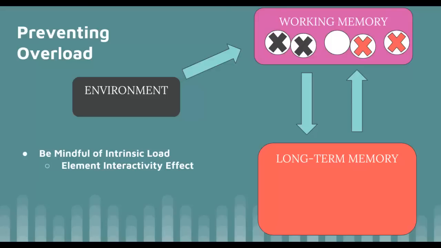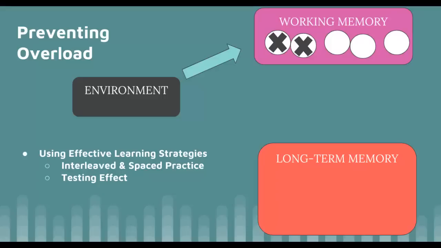And as the amount of interacting elements increases, the working memory capacity tends to increase as well. One last thing that I do want to mention here is thinking about using what I would call an effective learning strategy. So things like interleaving my practice, so not giving a bunch of blocked examples all the time, but kind of mixing up the different style of questions. So maybe giving some addition problems with some multiplication problems with some subtraction problems. This would be an idea of interleaved practice.